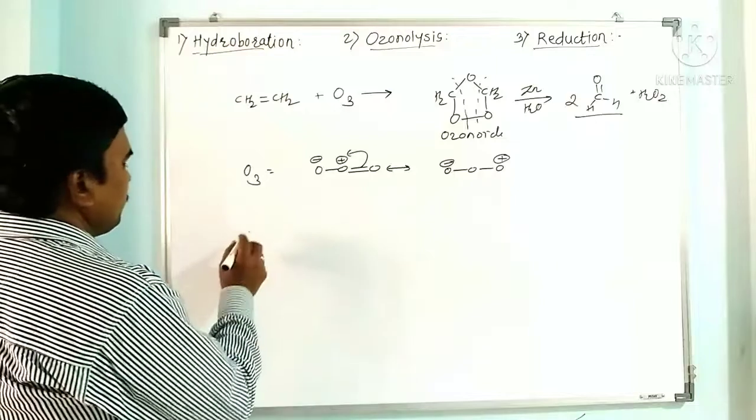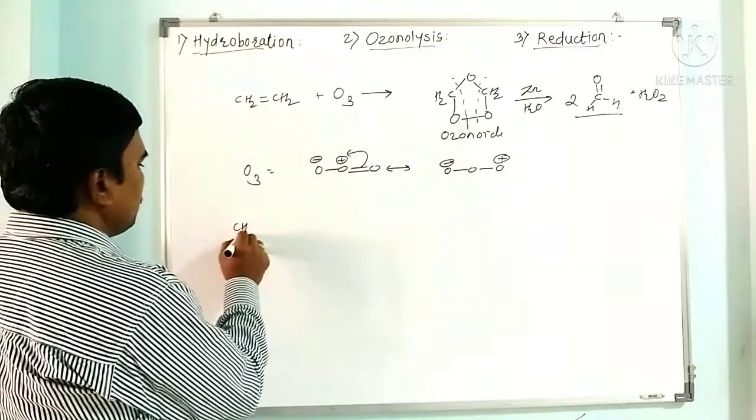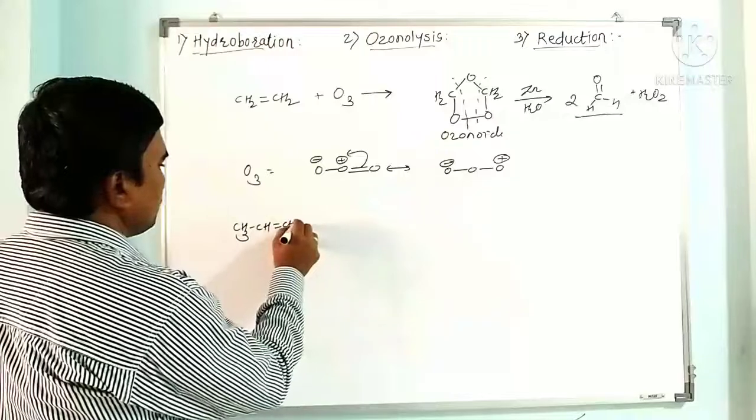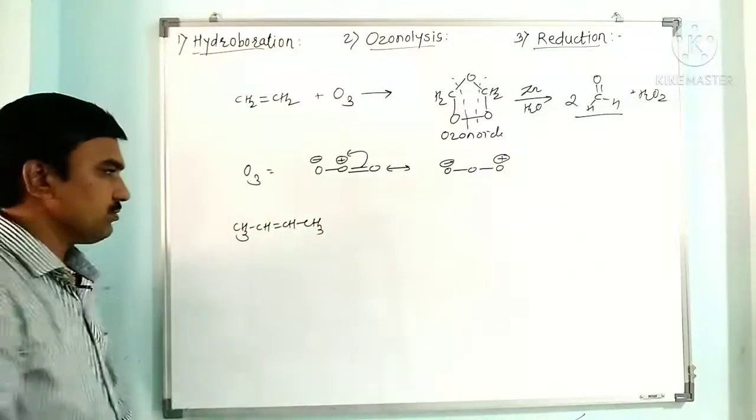Now I have to see the next example. When we have CH3CH=CHCH3, that is butene, 2-butene.